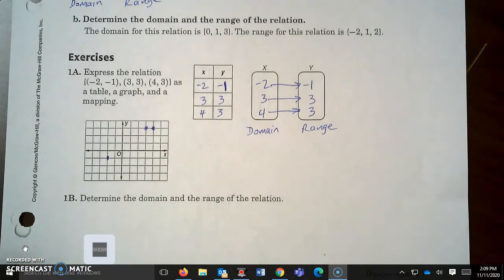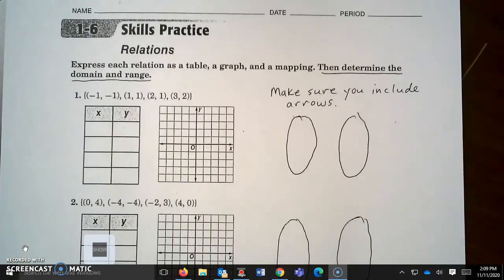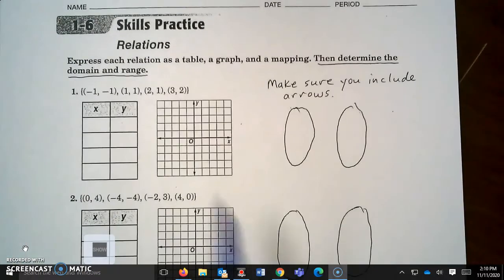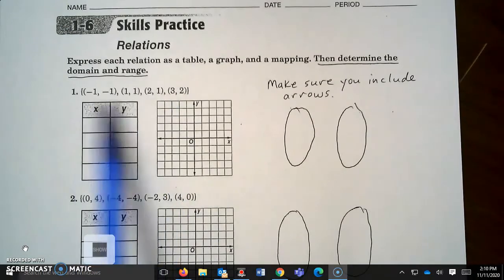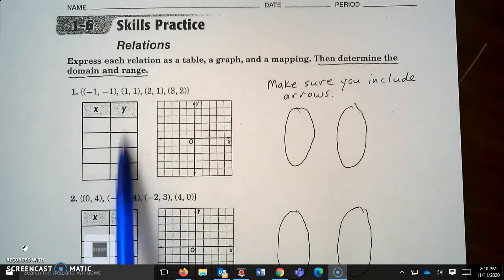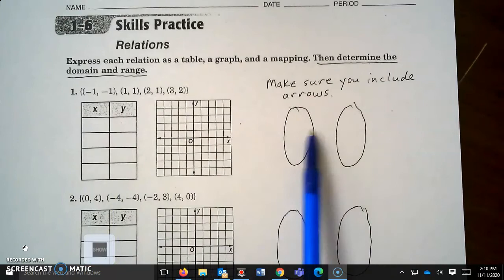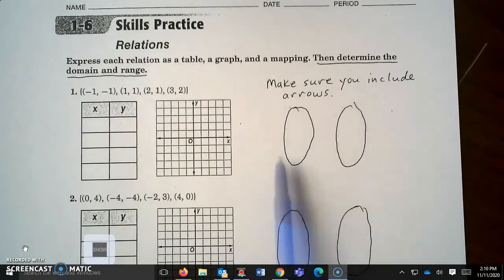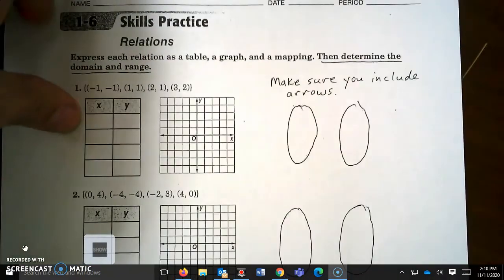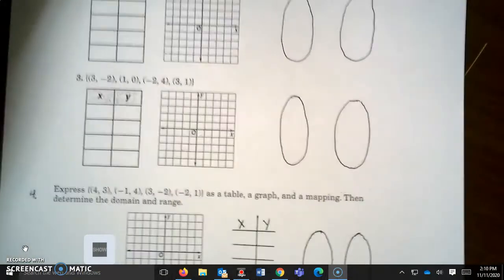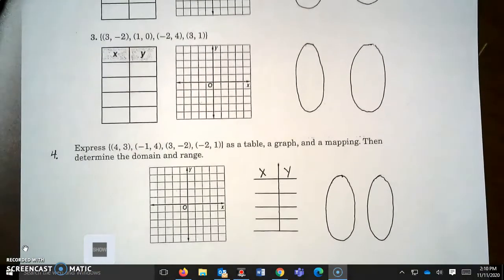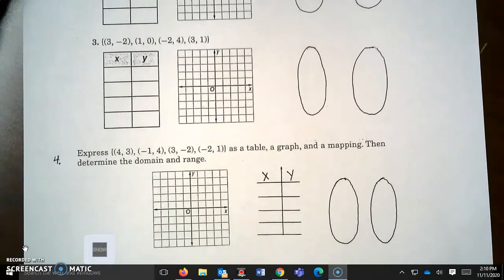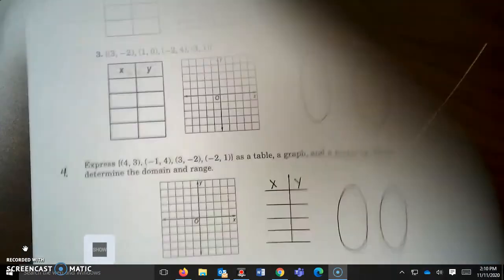This is not a very long assignment. It may look it, but it is not. And we're going to add on to this. We're going to start talking about the next word called functions. So a lot of these are the same. You have the relation. It's a set of ordered pairs. Table, graph, mapping. Make sure you include arrows. So there are 3 of these. Actually 4, sorry. There's number 4. Number 4 is a homemade table. Hope you like it. Same question every time.